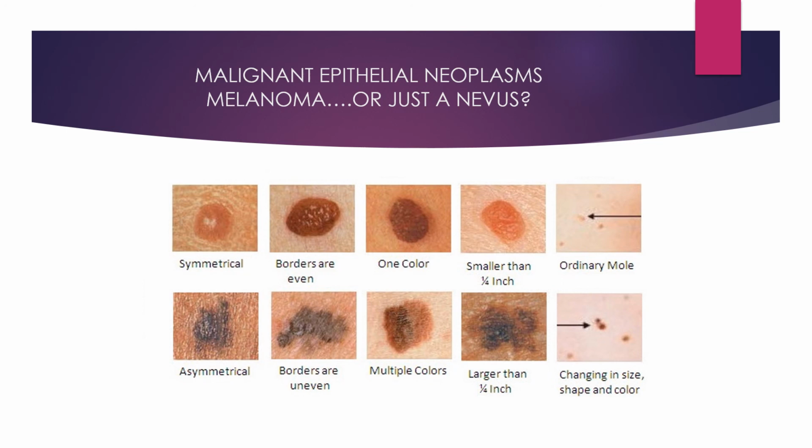The borders are even in nevuses. The borders are uneven in melanomas. Nevuses tend to be one color. Melanomas tend to be multiple colors, sometimes 2 to 3 colors. On the whole, nevi tend to be smaller than a 1/4 inch. However, there are some larger ones. Melanomas tend to be larger. And an ordinary mole will remain pretty much the size and shape that it was in the original examination. Melanomas will tend to change in size, shape, and color.